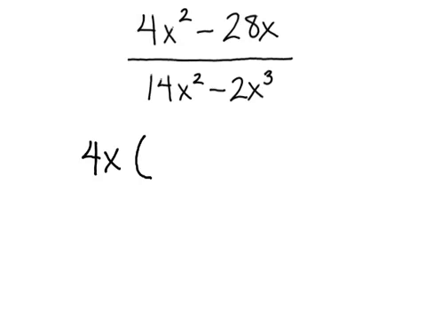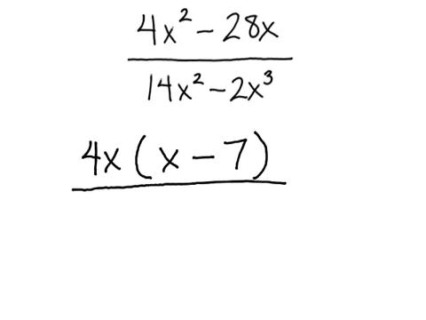For the first one, 4x squared, if we factor out 4x, all we're going to be left with is an x. Now minus 28x, if we factor out or divide out this 4x, the only thing we have left is a 7. So that is it factored. You look at both these factors, 4x and x minus 7, there's really nothing left to factor, so that's it. It's done as much as we can.